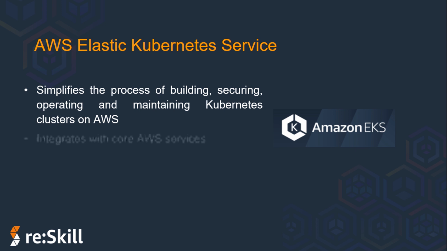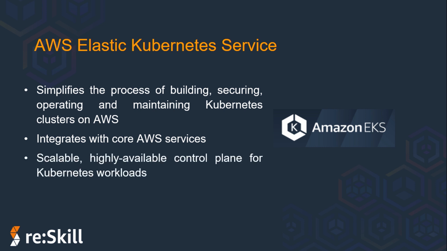It integrates with core AWS services such as CloudWatch, autoscaling groups, and IAM to provide a seamless experience for monitoring, scaling, and load balancing your containerized applications. And EKS provides a scalable, highly available control plane for Kubernetes workloads. When running applications on EKS, similarly as you do with Amazon ECS, you can choose to provide the underlying compute power for your containers with EC2 instances or with AWS Fargate, which is a serverless compute.